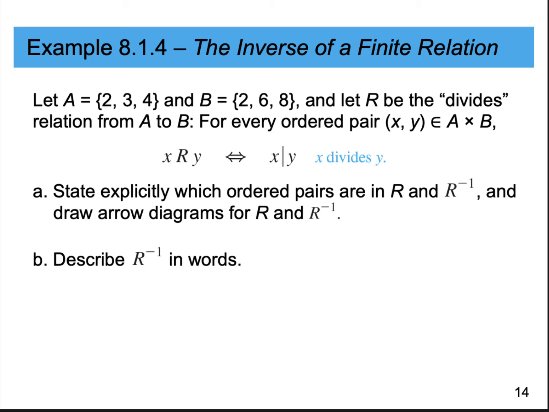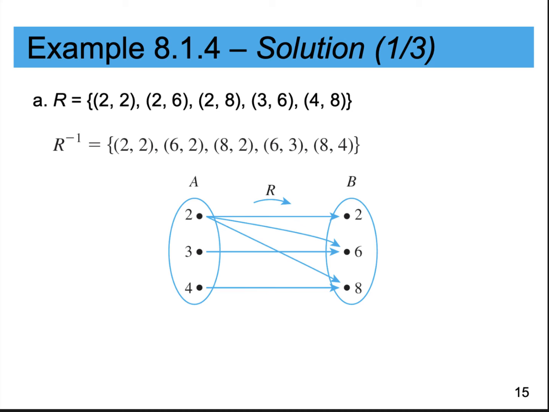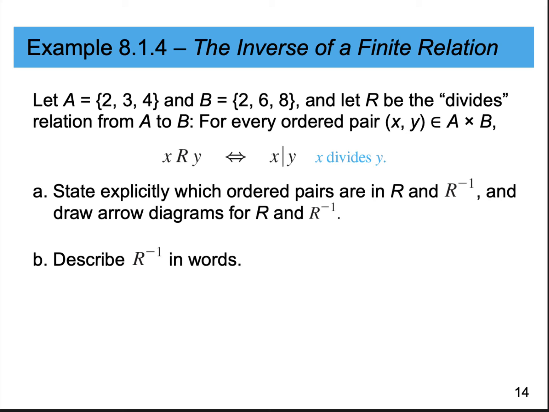What are the examples that we have here? A has 2, 3, 4. B has 2, 6, 8. What elements of A divide elements of B? So I can build those ordered pairs. Look. Let's first consider the first element of A, number 2. What elements of B does 2 divide? 2, 6, and 8. Good.